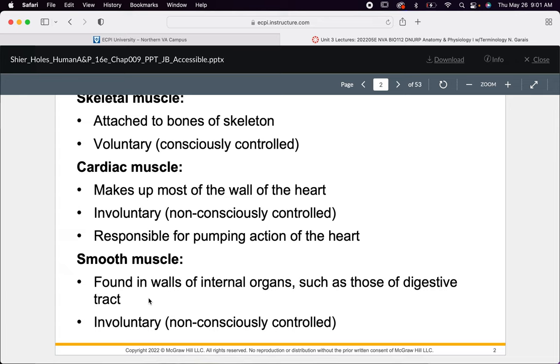Remember my story about the stethoscope. I not only put a stethoscope in your thoracic region, I also put it in your abdominal region. Cardiac and smooth muscle.